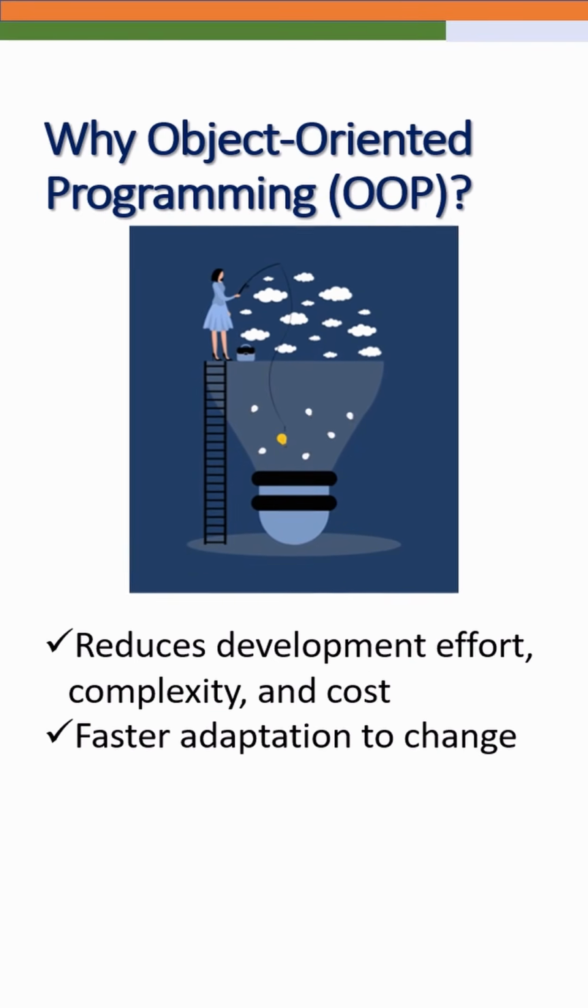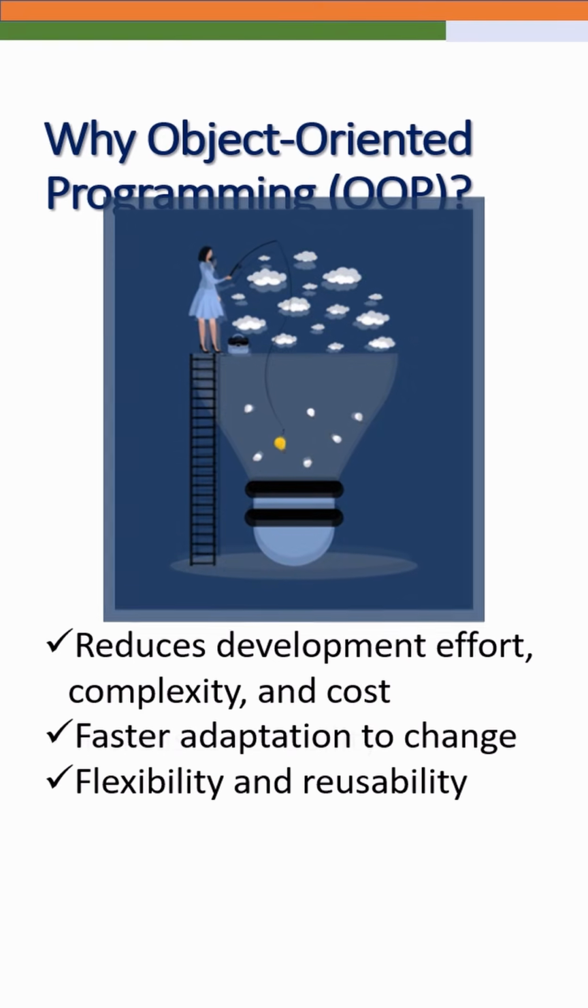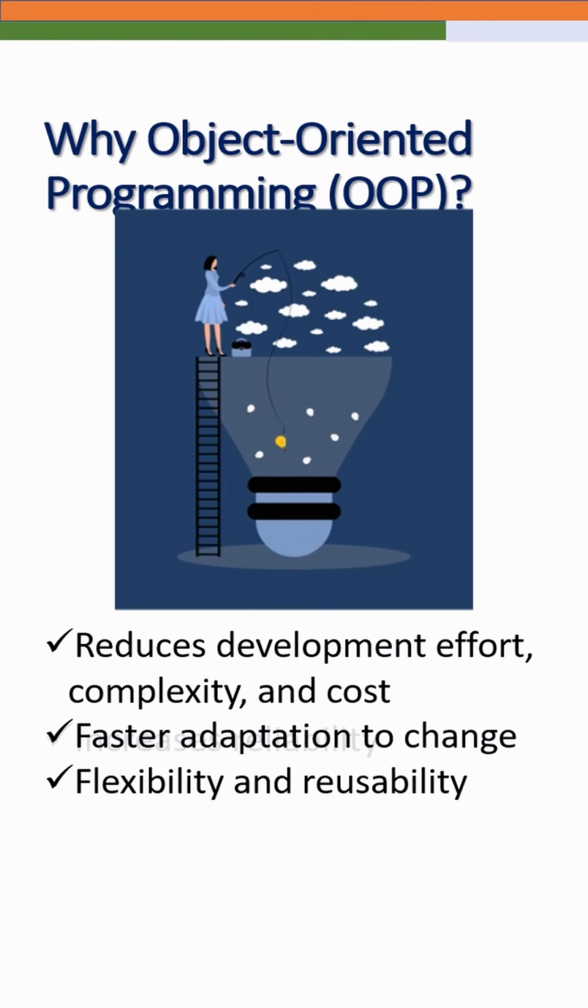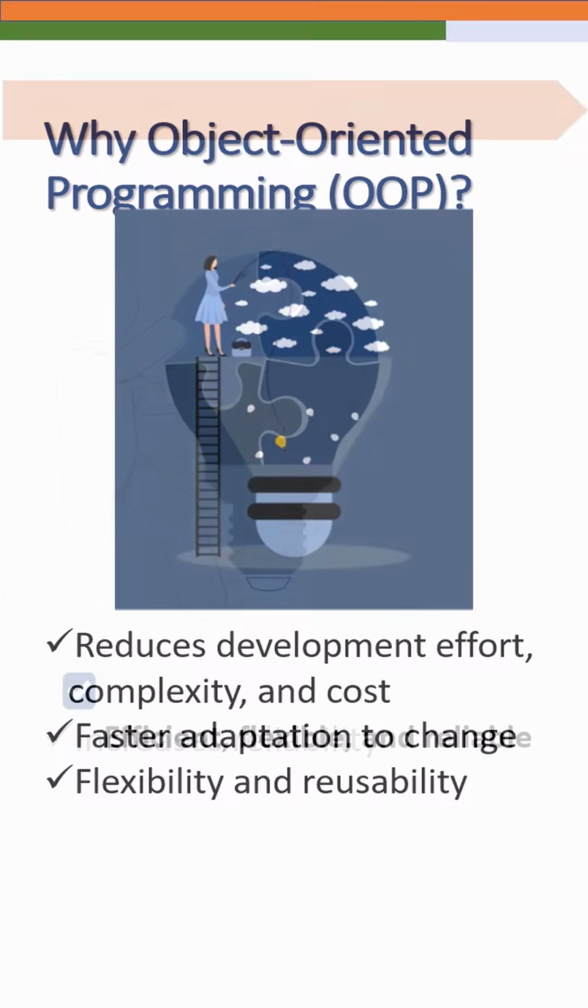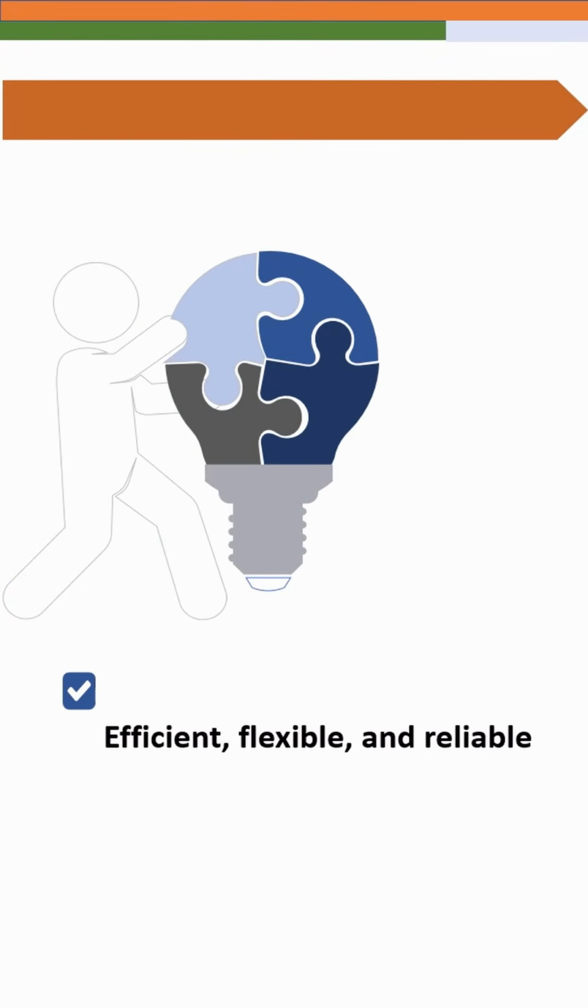Next is faster adaptation to change. Business environments evolve. New requirements, new regulations or new customer needs arise all of the time. So with OOP, systems can adapt more easily because objects are modular and self-contained. You can update one class or replace it entirely without rewriting everything else. So the main goals of OOP are to make software development more efficient, flexible and reliable.